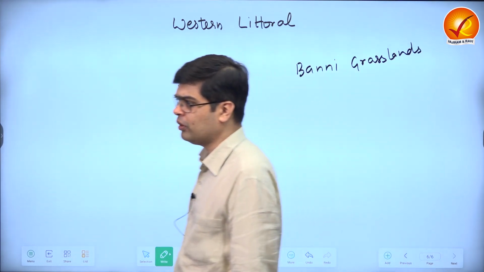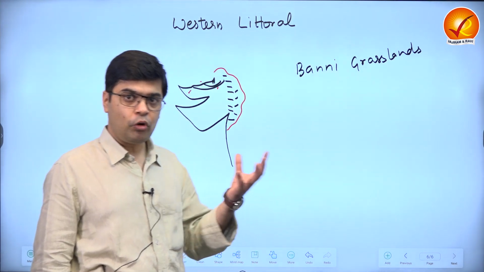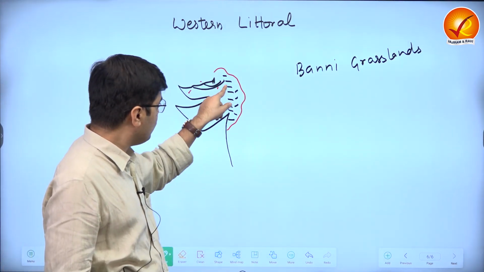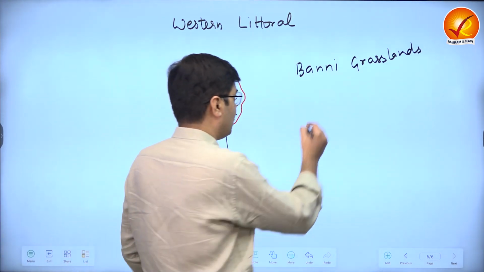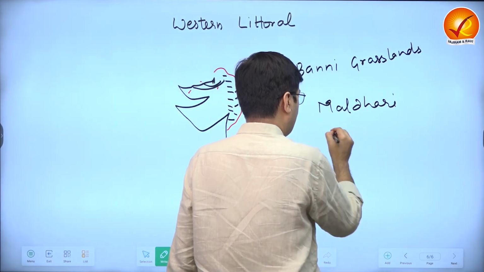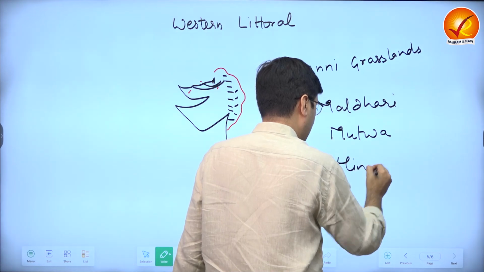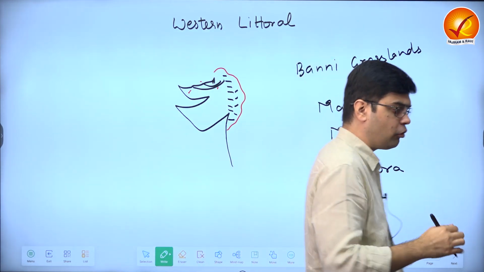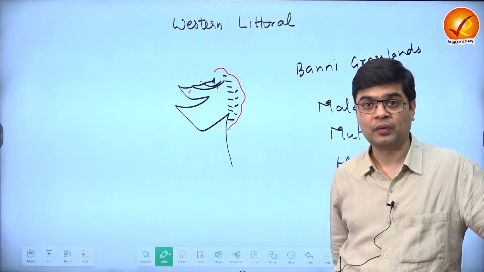One of the important grasslands of the arid regions. So these are important grasslands, and a number of pastoral communities live here. There's, for example, Maldhari, or for example Mutua, or for example Hingora. So these are the people that occupy this particular area of the Bunny grasslands.